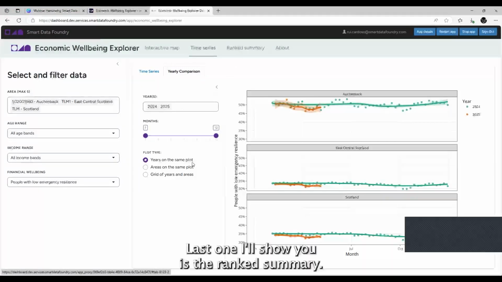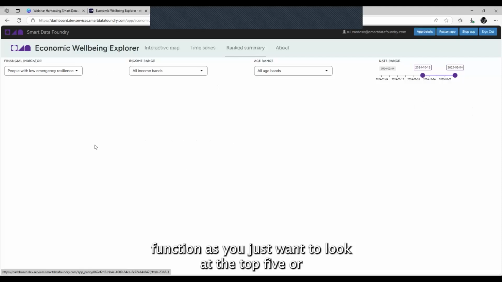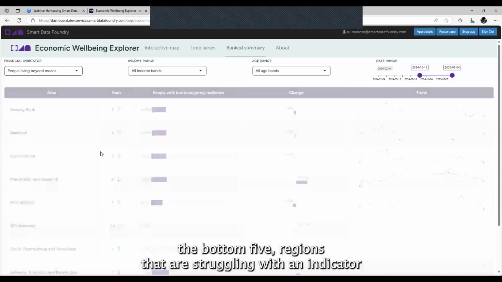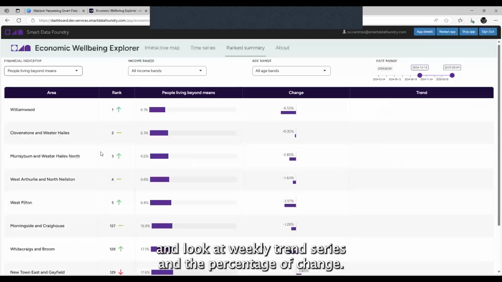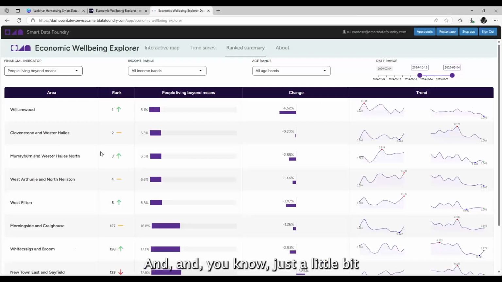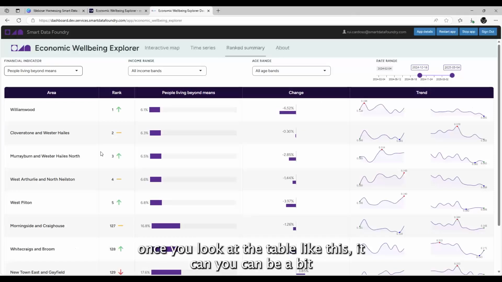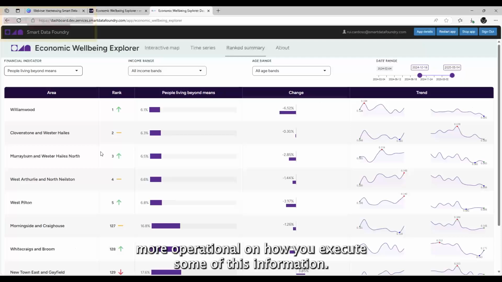Last one I'll show you is the ranked summary. Here, it becomes a very operational type of function, as you just want to look at the top 5 or the bottom 5 regions that are struggling with an indicator and look at a quick trend series and the percentage of change. So you can be more on top of month-on-month changes, and it's a little bit easier than exploring all the different circles in the map. Once you look at a table like this, you can be a bit more operational on how you execute some of this information.